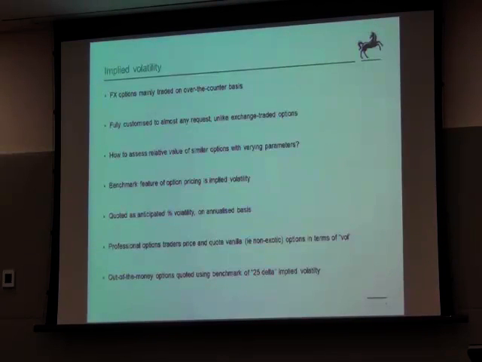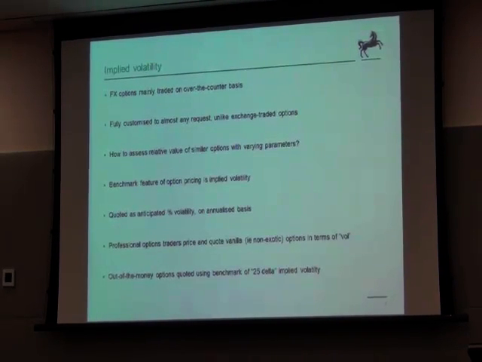Now, the implied volatility is a bit like chicken and egg. You work out the implied volatility from the premium. But how do you know the premium? Well, you work out the premium from the implied volatility. So where do you start?